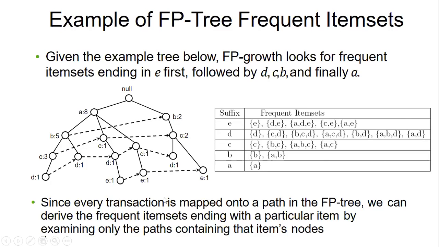Given the example tree below, FP-growth looks for frequent itemsets ending in E first, followed by D, C, B, and finally A. Since every transaction is mapped onto a path in the FP tree, we can derive the frequent itemsets ending with a particular item by examining only the paths containing that item's nodes. So these are the frequent itemsets. I showed only for E. Similarly, you have to do it for D, C, B, A also.